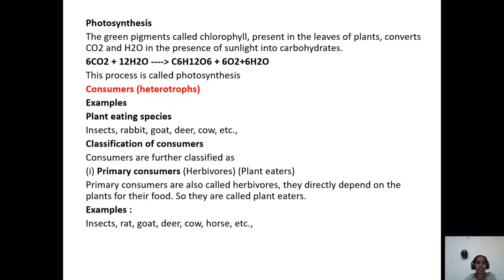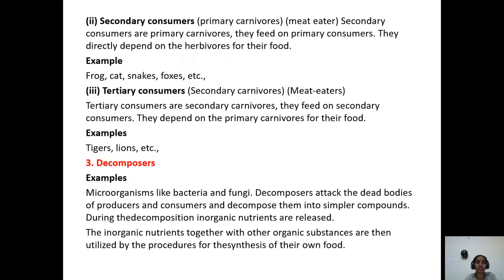The second one, secondary consumers, are primary carnivores. These depend upon the herbivores. Primary carnivores examples: frog, cat, snake, fox, etc. Next, tertiary consumers are secondary carnivores, nothing but meat eaters. These tertiary consumers completely depend upon the secondary consumers or primary carnivores. Examples: lion, tiger, etc.